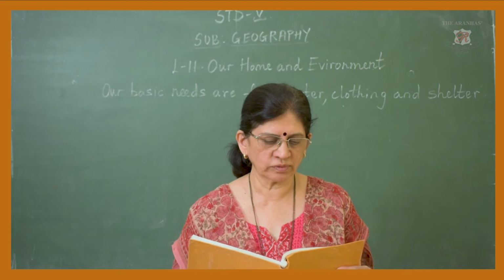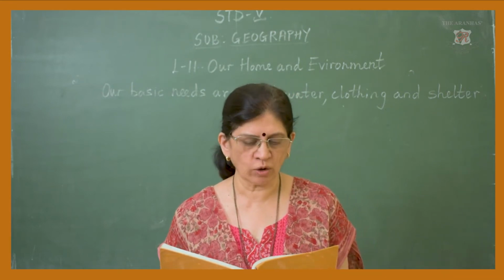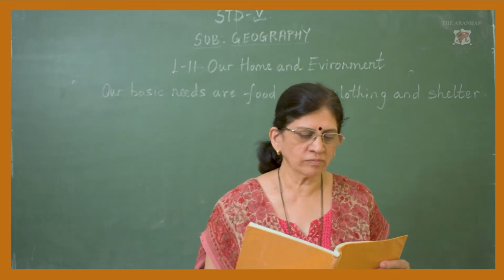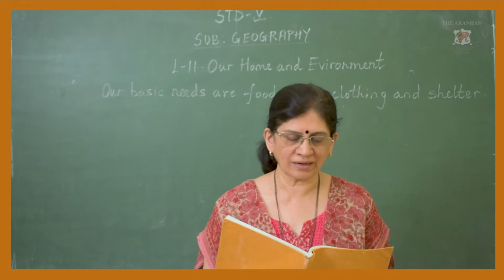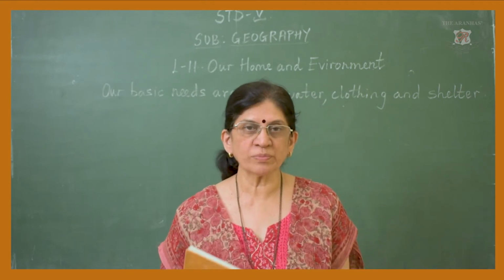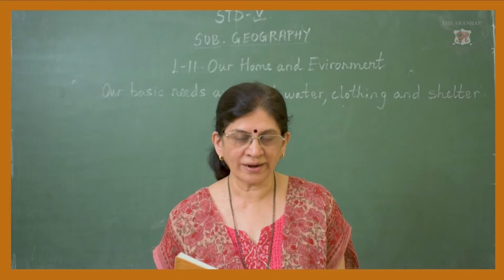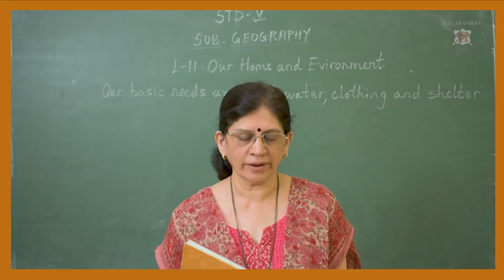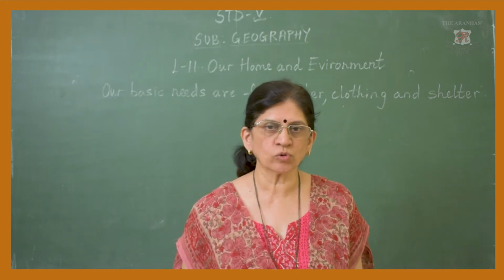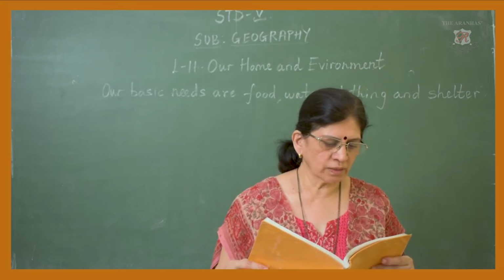Slanted roof houses. Again, shape is rectangular. Roof is made of tiles and iron sheets. Wall is made of stone and bricks.